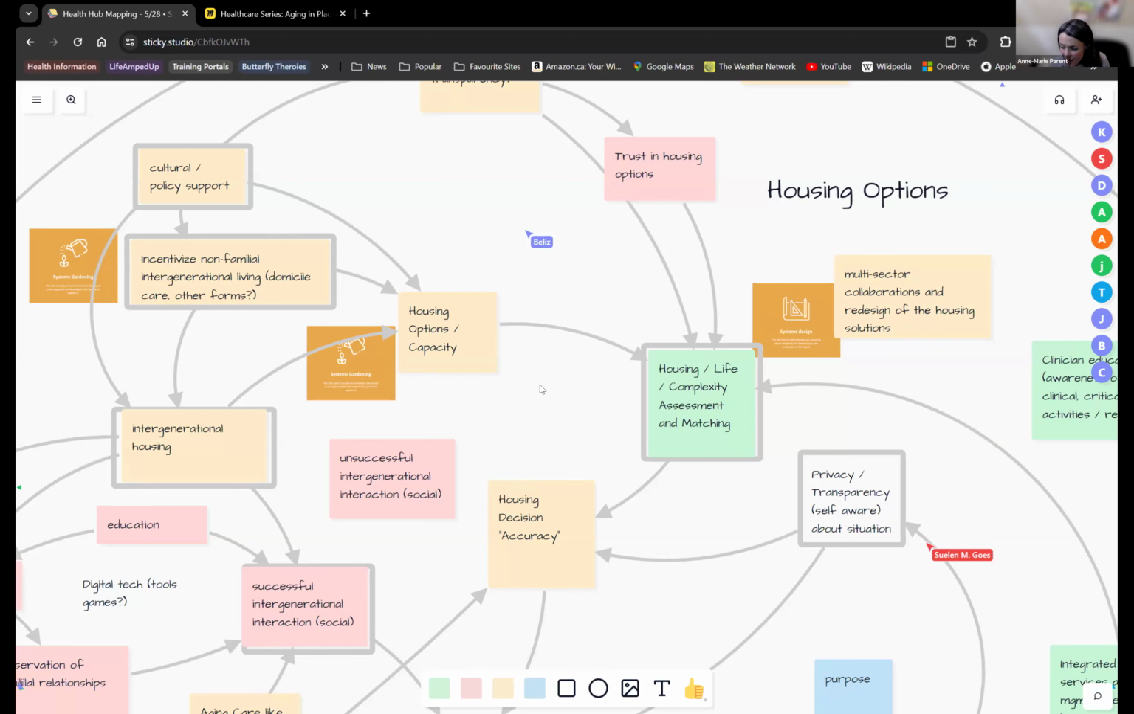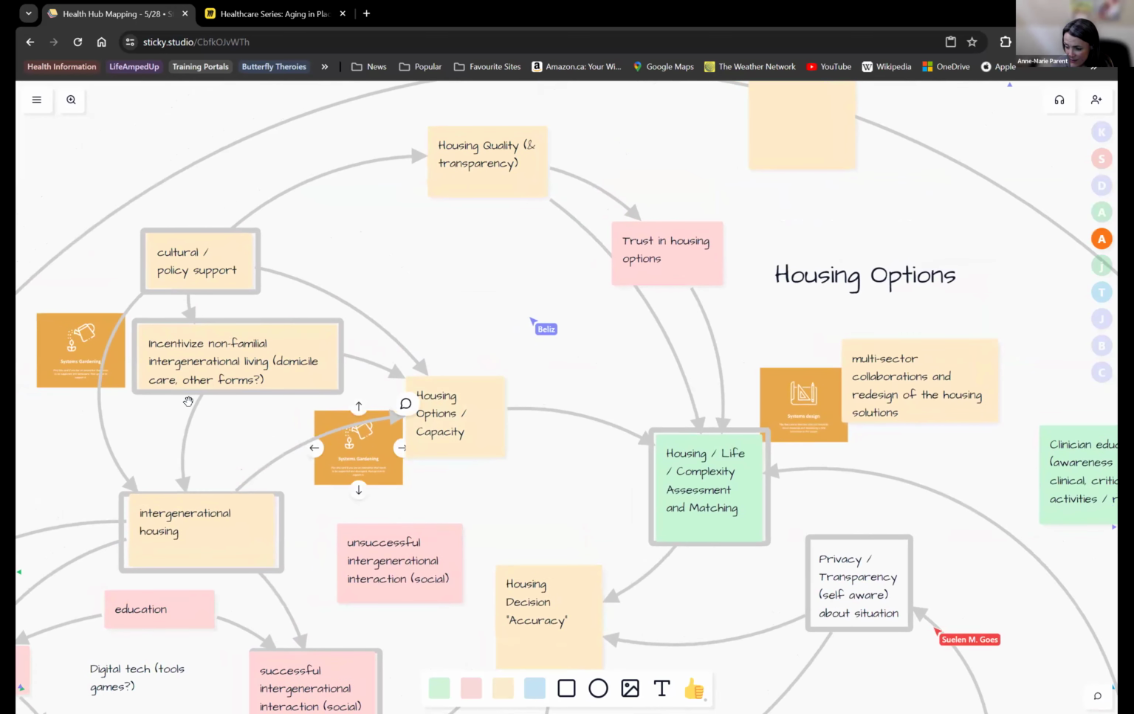Okay, so moving to the housing option. This section around the yellow stickies that we had here: the generational housing that we talked a bit about earlier, incentivize non-familial intergenerational living, so domicile care, other forms of that, cultural policy support for it, housing option capacity.